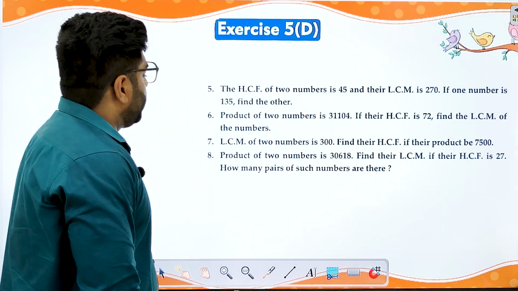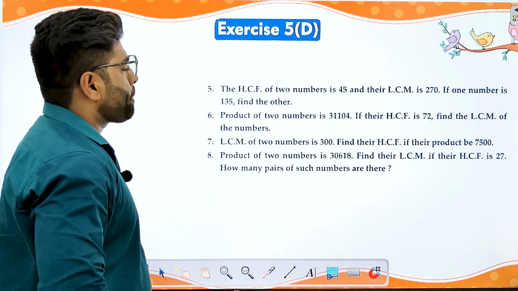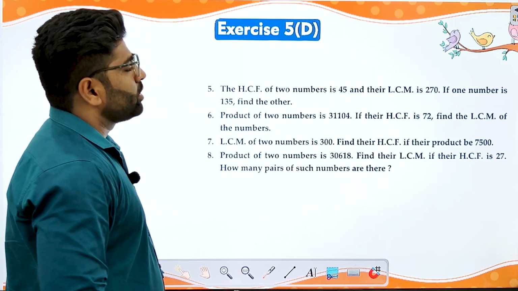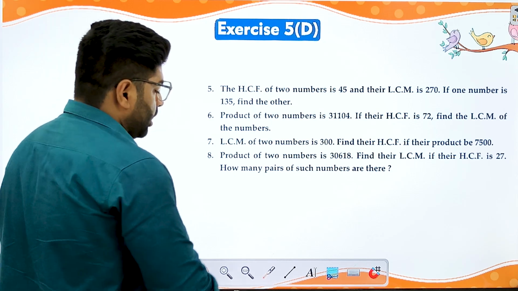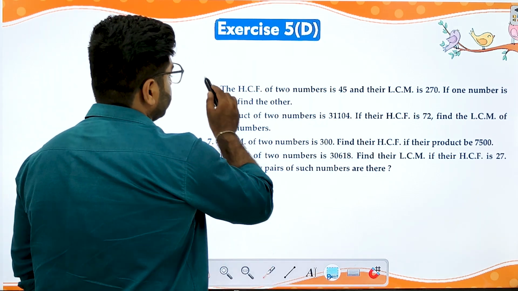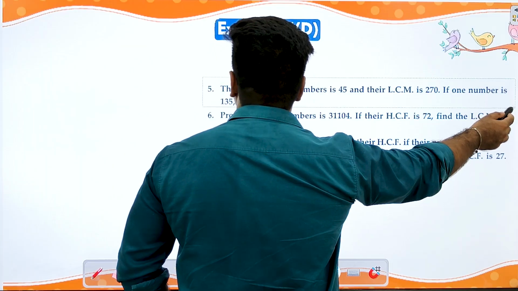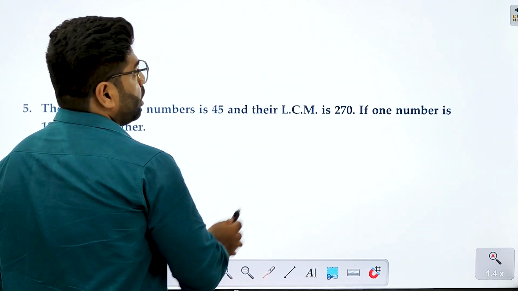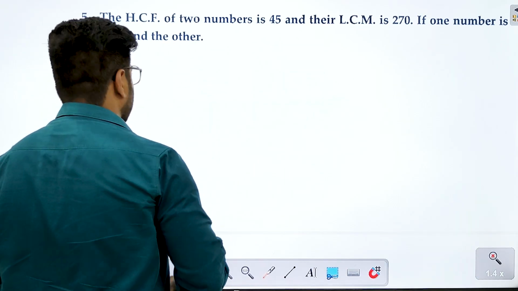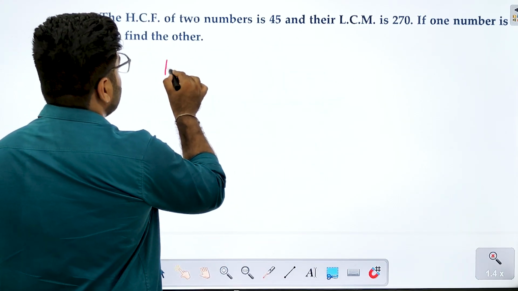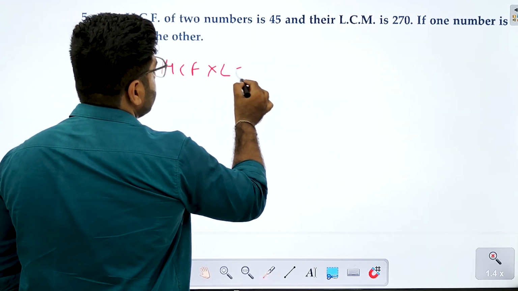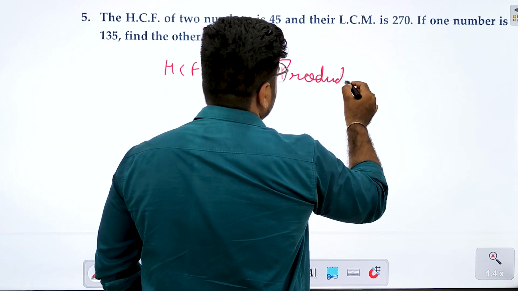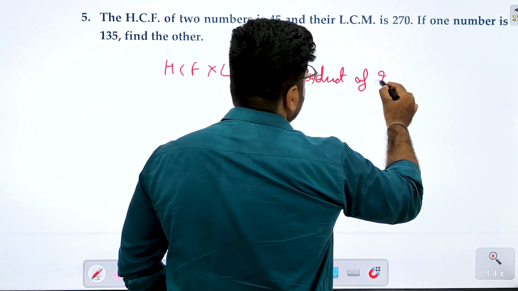Okay, now we have questions 5, 6, 7. In question number 5, the HCF of two numbers is given and the LCM is given, and one of the numbers is given. Let's pick this question number 5. We have the same statement which we used earlier. So again we are going to use that formula, HCF into LCM equals the product of two numbers.